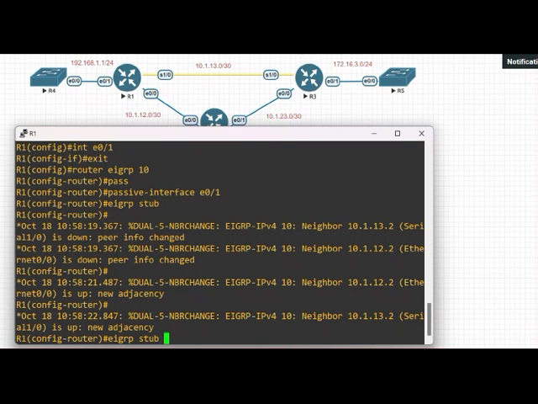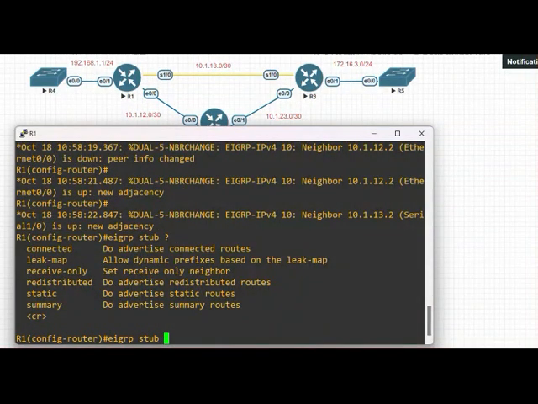So basically we can use the question mark to look at what are the available commands. Instead of just doing the default EIGRP stub, where it's going to advertise connected routes and also summary routes, in our case we don't have any summary routes, right? So it's going to advertise just the connected network, 192.168.1.1. We can also do connected only, which means it's not going to advertise the summary routes.